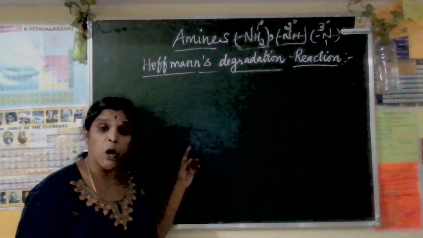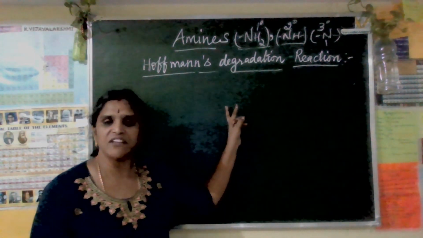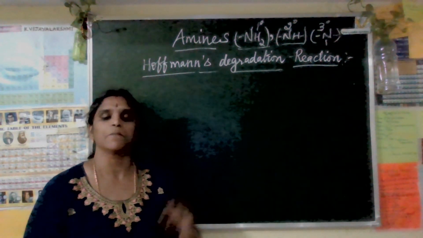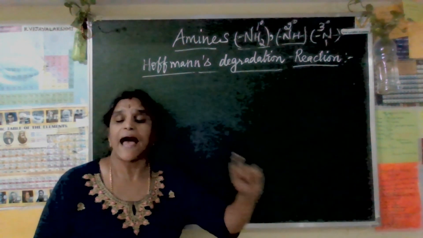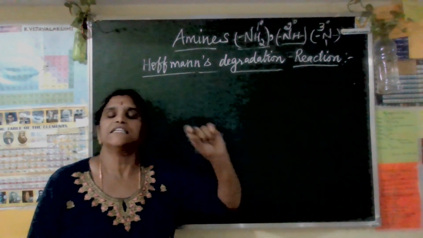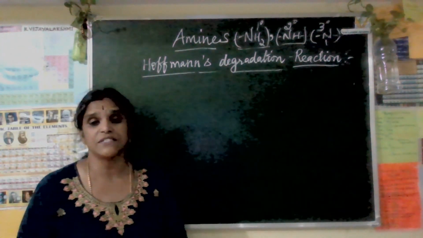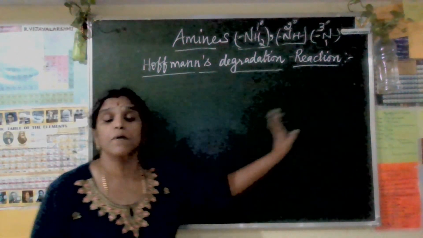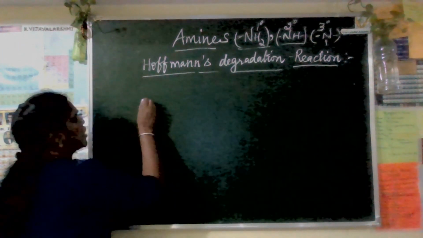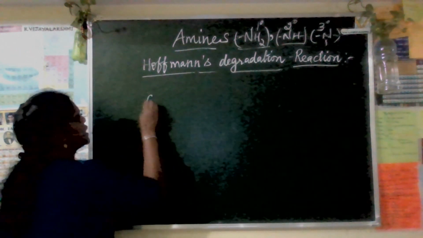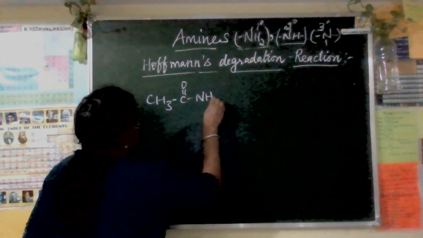The next important question is Hoffmann's degradation process. Okay, Hoffmann's degradation process, what is the product we are receiving? Primary amine only. What do you mean by degradation? Removal of atoms from the molecule in a specific chemical transformation. Okay, now what is another name of this reaction? Hoffmann's bromamide reaction. So what is the reactant we are using? For that we are using acetamide only, CH3, C double bond O, NH2.